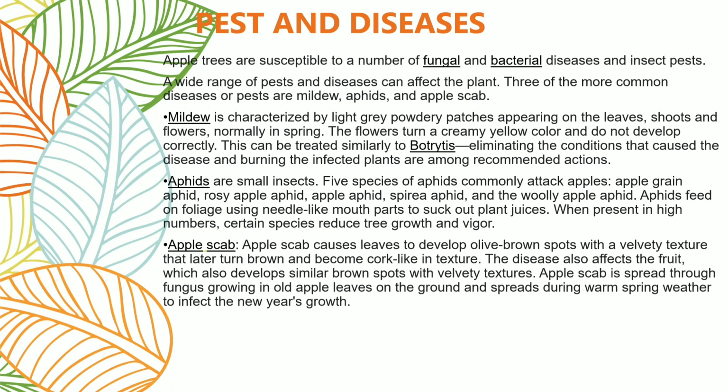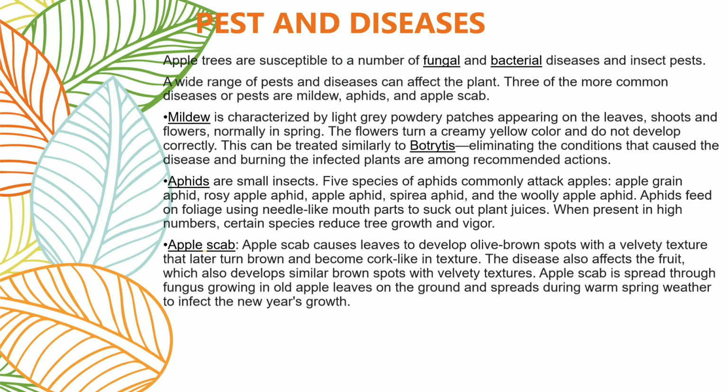Pests and diseases. Apple trees are susceptible to a number of fungal and bacterial diseases and insect pests. A wide range of pests and diseases can affect the plant. Three of the more common diseases or pests are mildew, aphids, and apple scab. Mildew is characterized by light gray powdery patches appearing on the leaves, shoots, and flowers, normally in the spring. Flowers turn a creamy yellow color and do not develop correctly. This can be treated similarly to botrytis; eliminating conditions that cause disease and burning infected plants are among recommended actions.